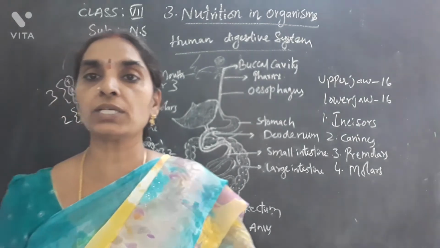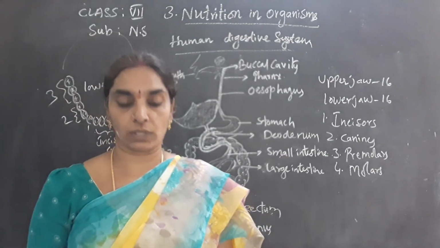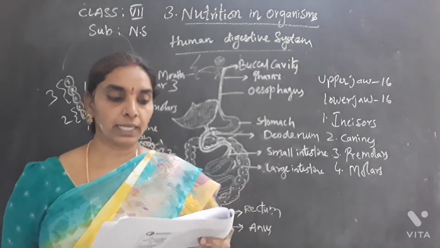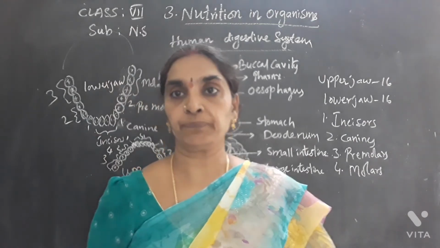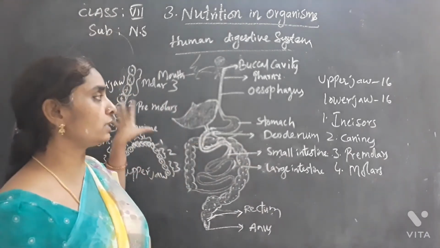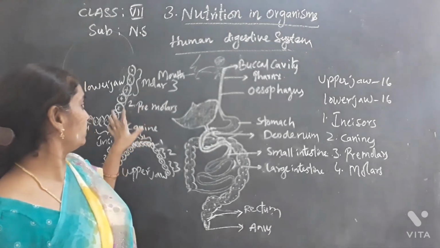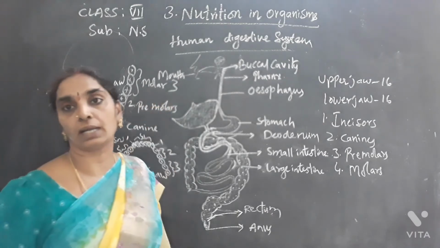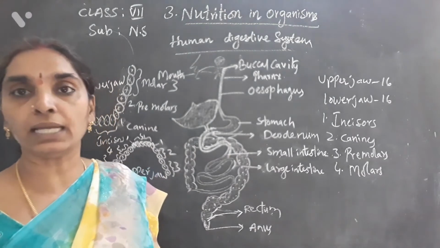Once again, I repeat what we have learned so far, so that you can easily understand. Find out the number of teeth you have. In the mouth, in small children, you have 4 incisors, 1 canine, no premolars, and 3 molars in each quadrant. So approximately you find 20 teeth in the children.